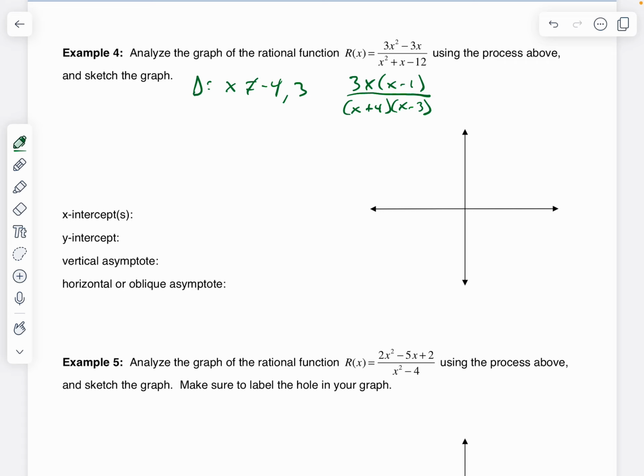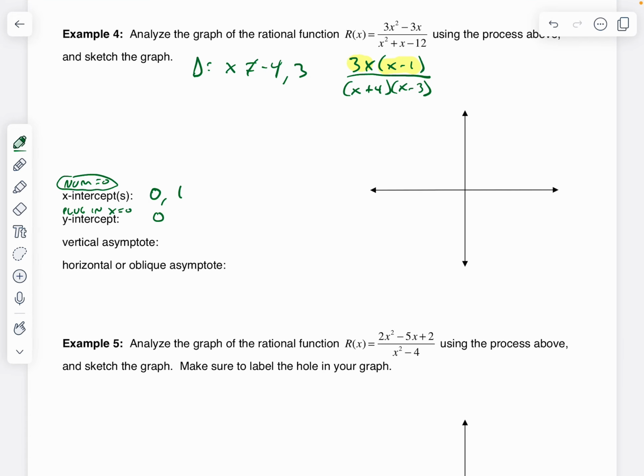So now let's go ahead and find the details. Remember that the x-intercepts come from the numerator equaling 0. So then if you do that, you get x equals 0 from this factor. The 3x gives you 0. The x minus 1 gives you 1. To find the y-intercept, you plug in x equals 0. That would give you 0 divided by negative 12, which is just going to be 0. The vertical asymptotes are going to be x equals negative 4 and positive 3, since nothing canceled out.